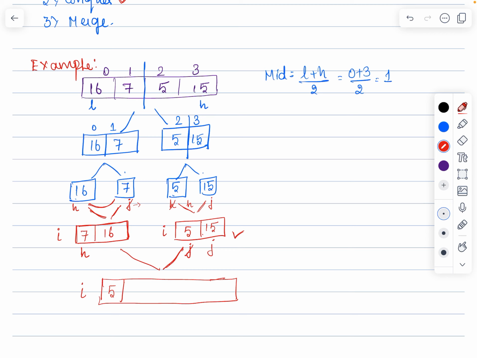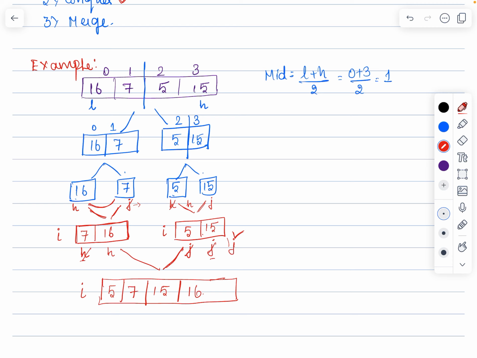Now again compare array of H and array of J, 7 and 15. Array of H is lesser, so write array of H in the new array. Once written, increment the H pointer. Now H is pointing to 16 and J is pointing to 15. Again compare array of H and array of J. Array of J is lesser, so write array of J inside the new array. Once written, increment the J pointer. There are no more elements to consider in this array, so it stops here. If you look at the other array, yes, there is one unconsidered element, so you copy it over into the new array.